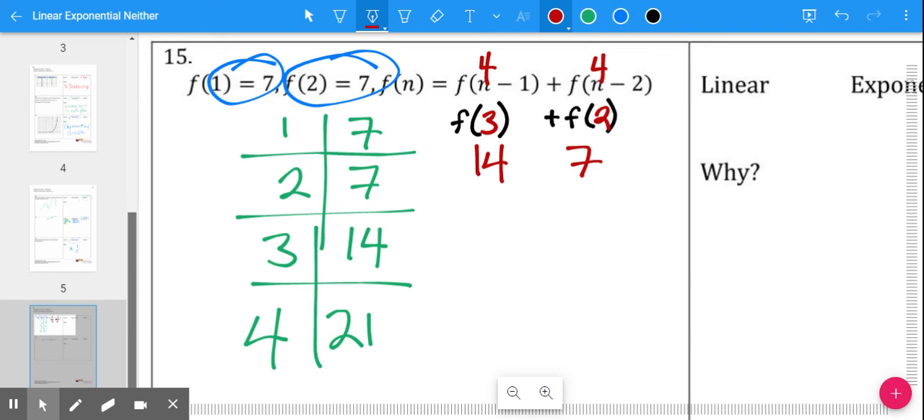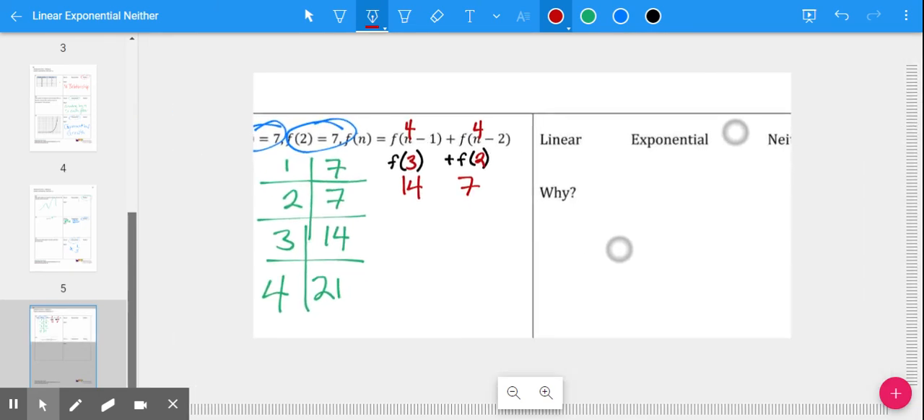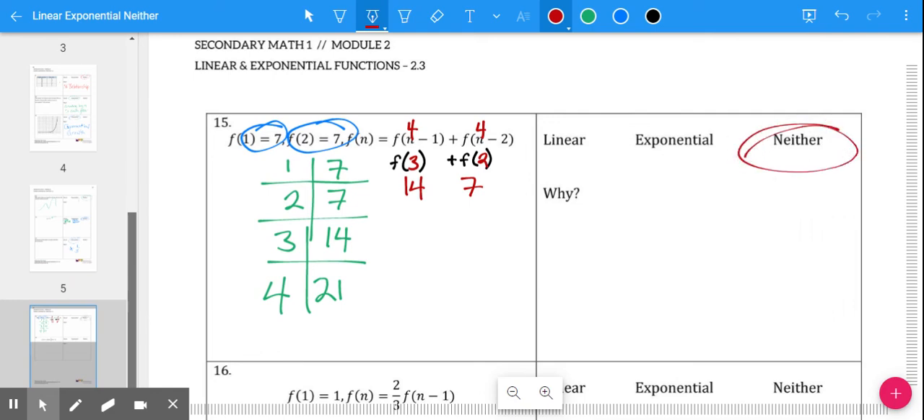Because it has those repeating 7s at the beginning means we would add 0. And then it's add 7. And then it's add 7 again. It's not constant. There's not a multiplier that works with this. So it's neither.